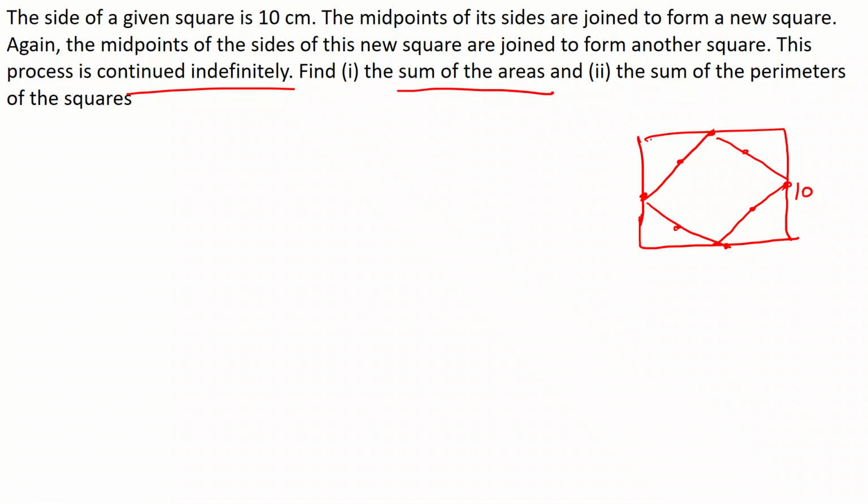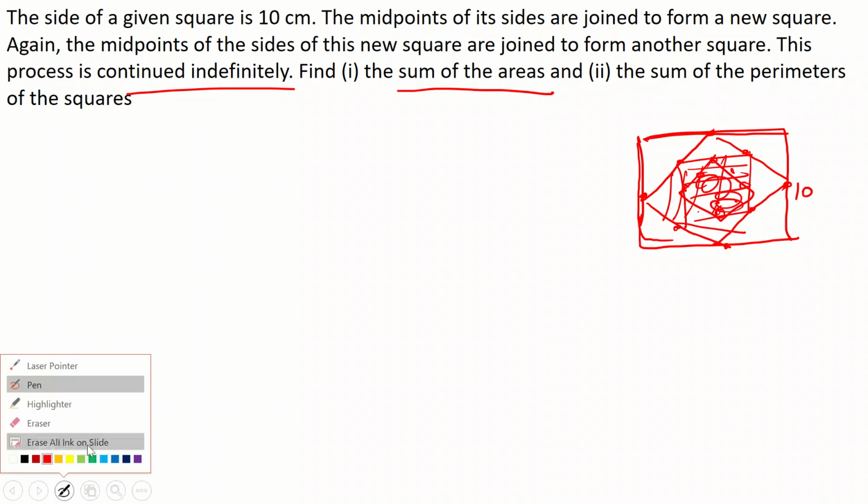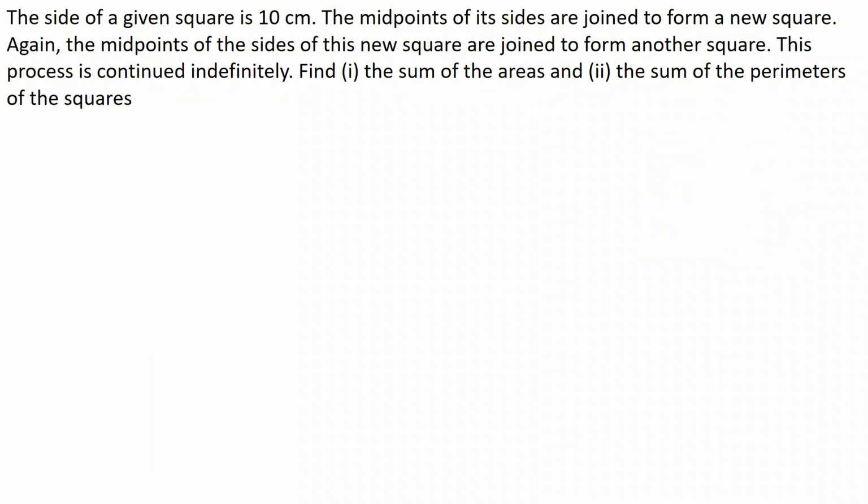So the bigger square has some area, so you find out this area, then you add the area inside it. Then again you'll be getting a new square by joining the midpoints, so you add this area, and again you will be getting a new square by joining the midpoints. So you have to keep on doing it, and what will be the sum of the areas? Okay, so let's see what we can do.